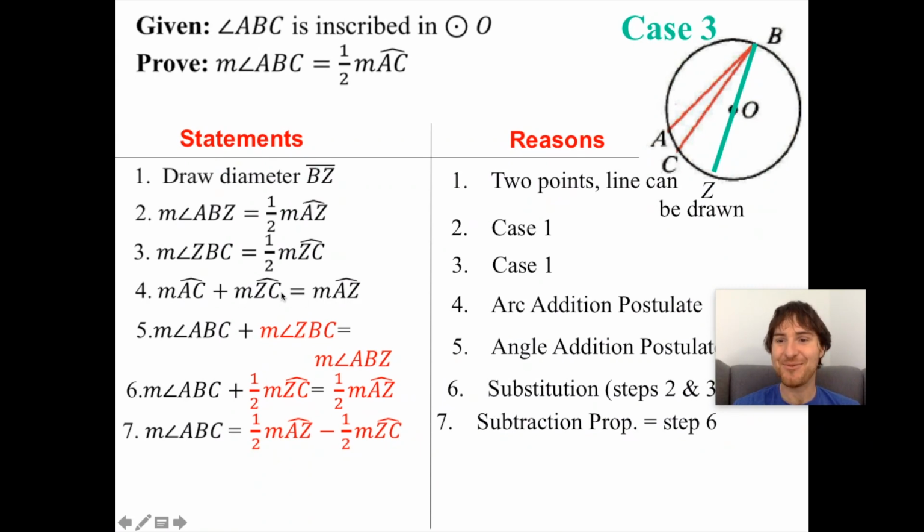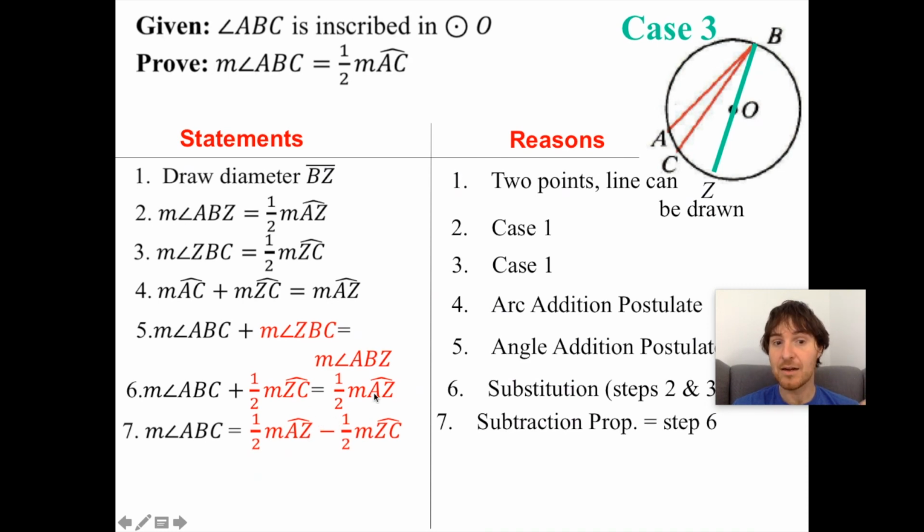Oh, what do we notice here? What do we notice about step 4? What can we do to step 4? Well, we can subtract the measure of arc ZC from both sides of that equation. Just look at step 4 real quick with me, because that's where my brain's going. In step 4, I could have the measure of arc AC equal to, instead of plus measure of arc ZC, the measure of arc AZ minus the measure of arc ZC. And that's what we have there, right?